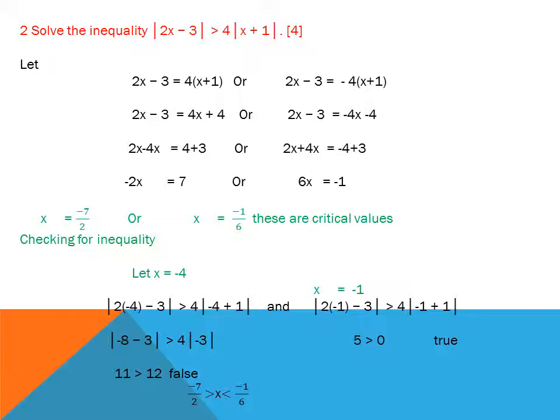So, and x is equal to minus 1, the lesser value than minus 1 by 6. I check that 5 is greater than 0, so it's true. It means our solution is less than minus 1 by 6 and greater than minus 7 by 2, not less than minus 7 by 2, it's greater than minus 7 by 2. By mistake I placed a sign of x is less than minus 7 by 2, but here x is greater than minus 7 by 2.